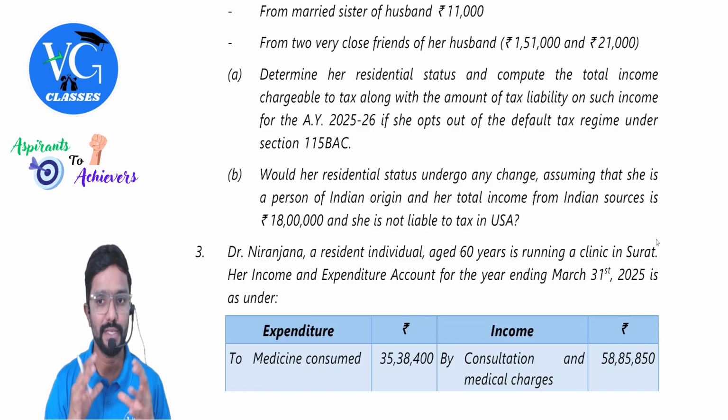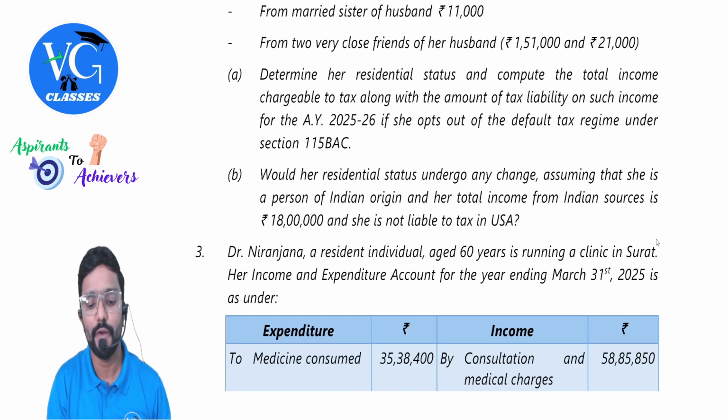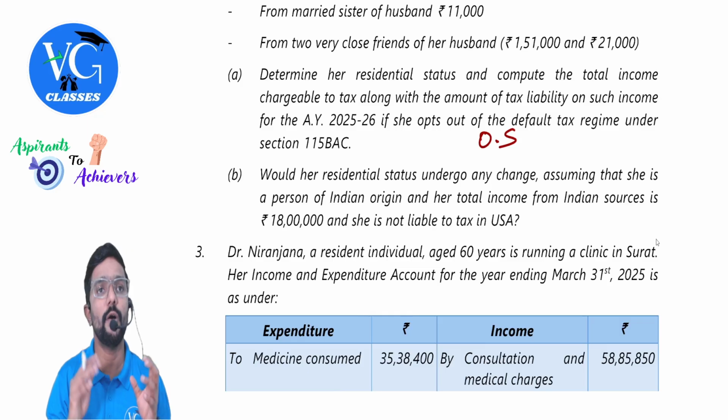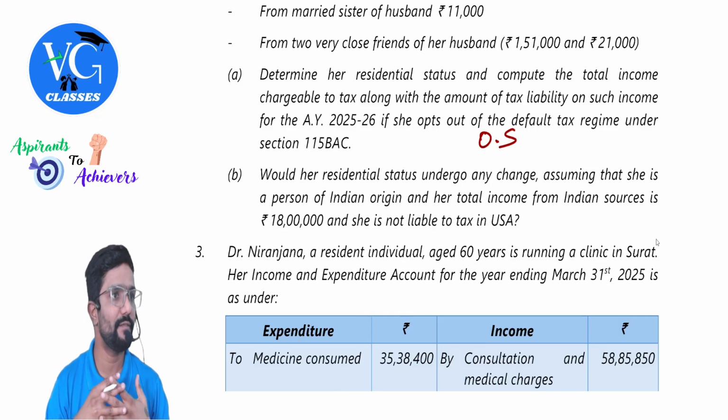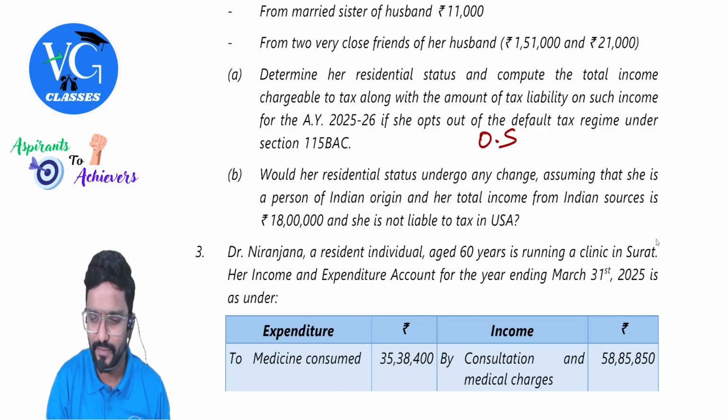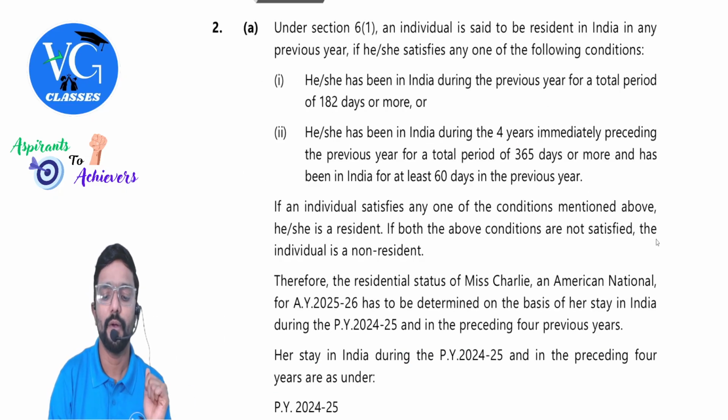Okay. Determine her residential status and compute the total income chargeable to tax along with the amount of tax liability on such income for the assessment year 25-26 if she opts out of the default tax regime. Opts out of the default tax regime means she is following what? Optional scheme under section 115BAC. First requirement. There is another requirement. We will see that later. Why mix up things?